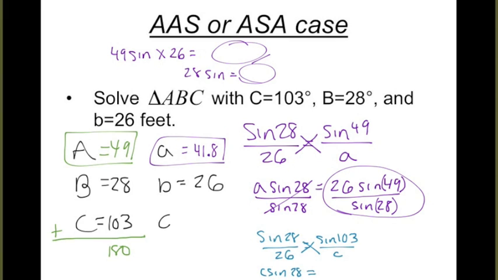So c sine 28 is 26 sine 103 when we cross multiply, and divide by sine 28. I'm going to type that in. And I get about 53.96, and we'll just call that 54.